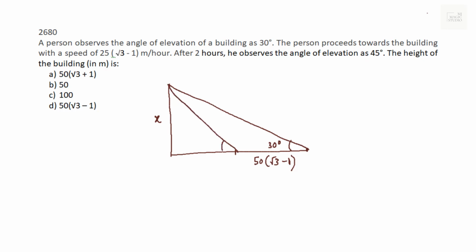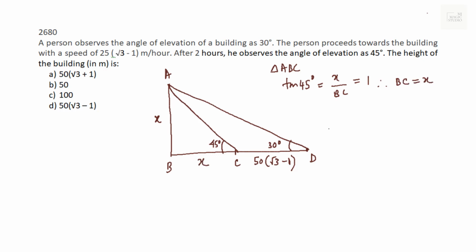Now this angle becomes 45 degrees. It's given that he was proceeding towards the building. So now A, B, C, D. What we need to calculate is the height of the building, that is, we need to find the value of x. In triangle ABC, tan 45 degrees is equal to AB, that is x, by BC. And we know that tan 45 degrees is 1. Therefore, length BC is equal to x.